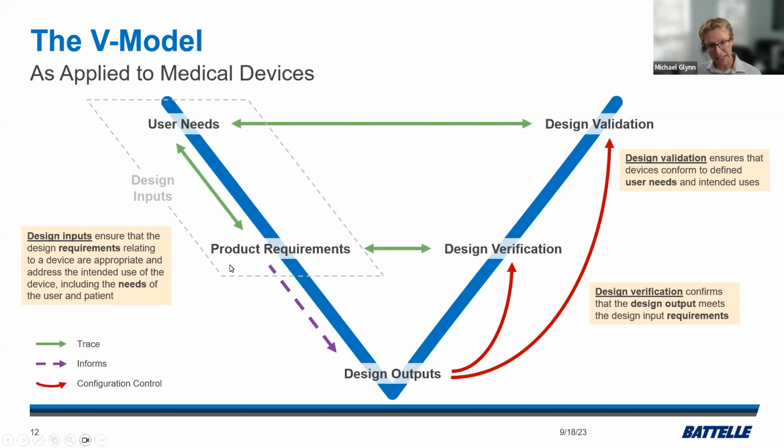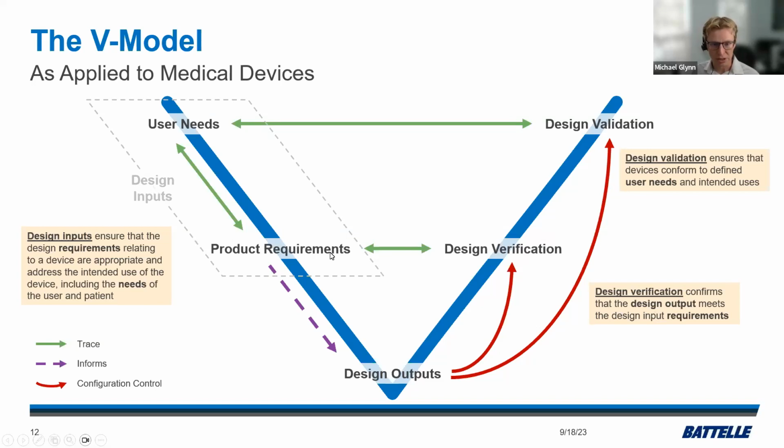And it's these inputs that inform the design, and that's where you come out with the design outputs, the drawings, the code, whatever defines your device. And then when you take that output, you need to verify that each of these product requirements is met by that design output. And you need to show, again, this trace between each product requirement that you define and the testing that you do to verify that the product is meeting those product requirements.